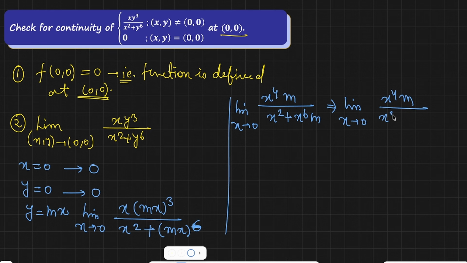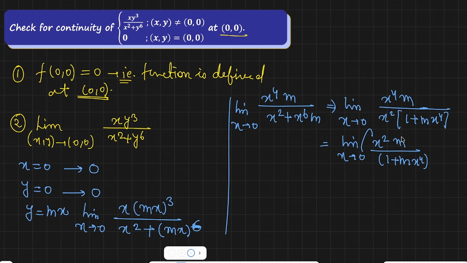When you solve this, it will be limit x tending to 0, x power 4 m. You can take x square common. It will be 1 plus m into x power 4. So it will be something like limit x tending to 0 of x square into m upon 1 plus m into x power 4. When you put x as 0, it will be 0 square into something, so it will be 0. So it seems like it is 0, and for y equals to mx, it is also 0.